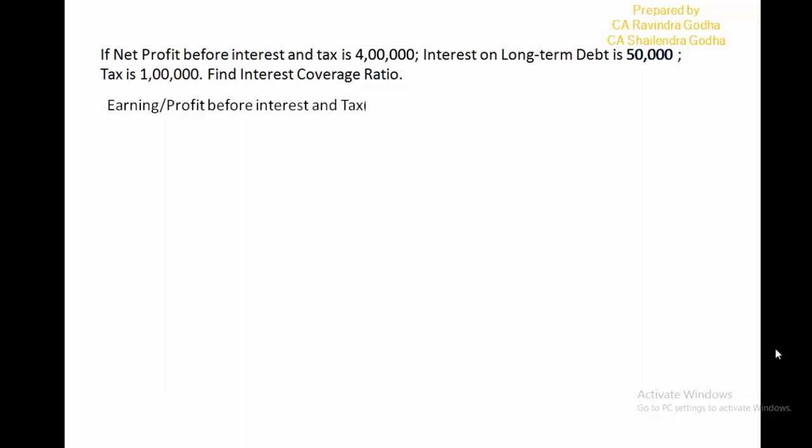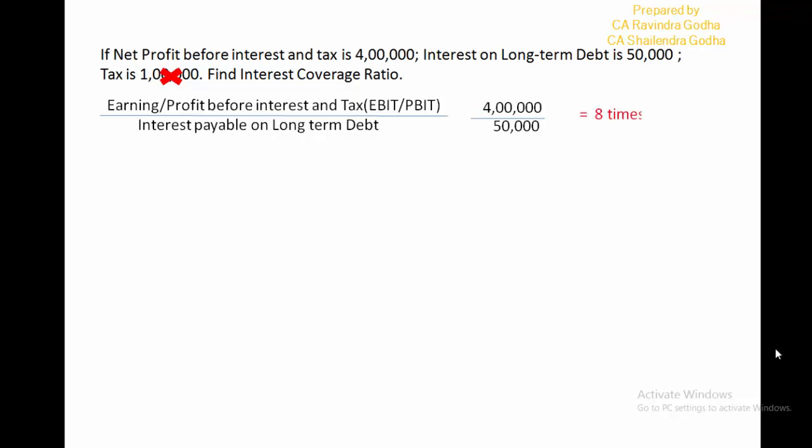The formula of interest coverage ratio is earning or profit before interest and tax divided by interest payable on long-term debts. Both of these values are directly given in the question. Profit before interest and tax 4 lakh divided by interest payable on long-term debt 50,000. Remember, do not add or deduct tax because profit before interest and tax is already given.